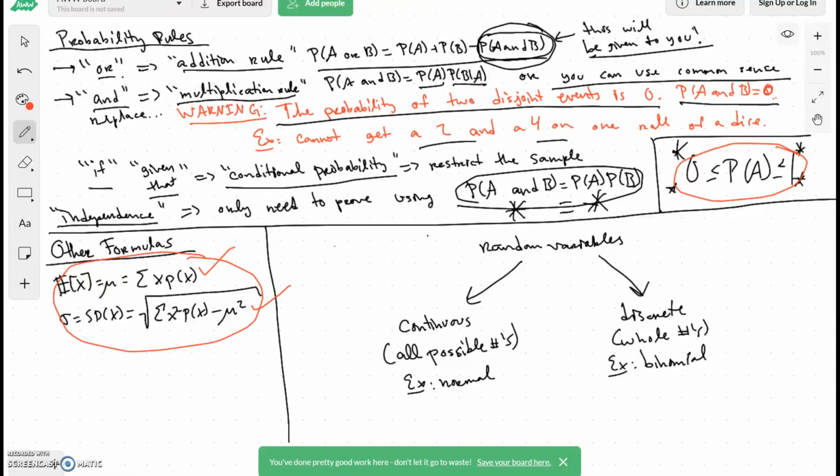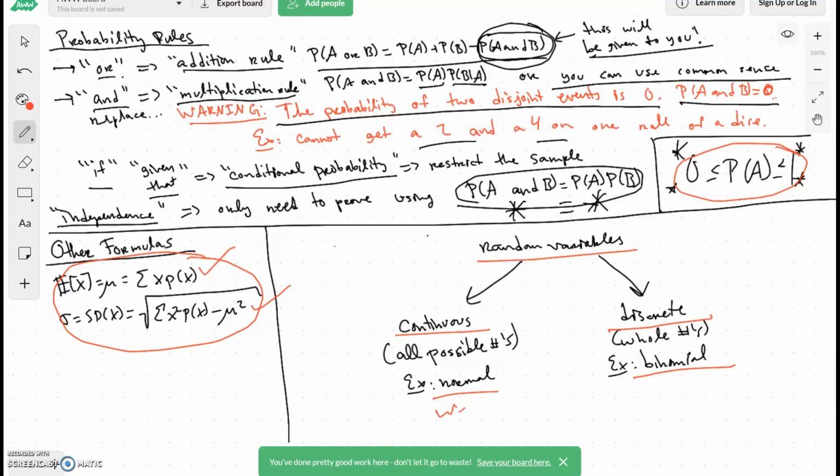Also remember that random variables can either be continuous or discrete. Continuous means that you can choose any possible number, decimals, fractions, whatever you want. Discrete means that you can only have whole numbers, right? So 0, 1, 2, 3, whatever. An example of a discrete random variable is binomial distribution. Continuous is something that's normal.